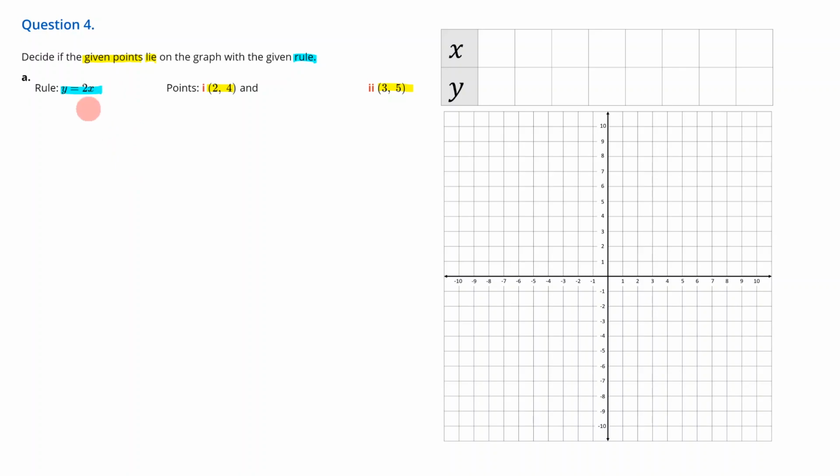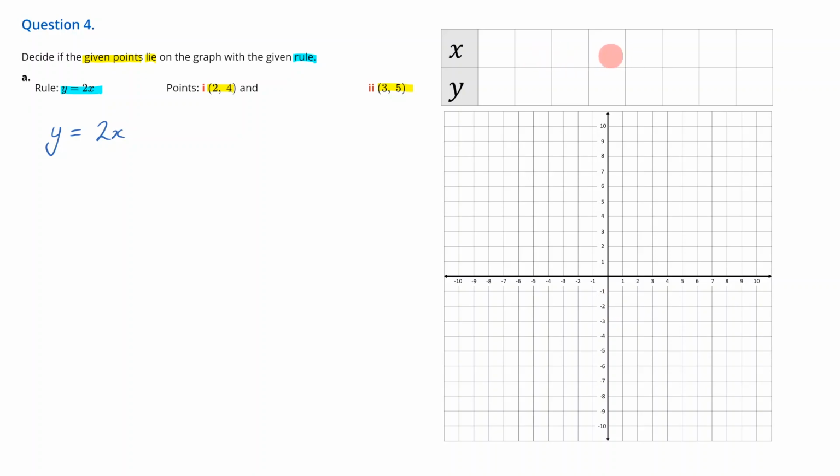Because we're going to conceptualize this, let's actually create a table of values for our given rule. Our given rule is y equals 2x. We're going to create a table of values for this, and that's going to help us plot it. So think, what does this mean? We want to be able to plot this. So we want to say, when x is equal to 1, what is my y going to be equal to? When x is equal to 0, what is my y going to be equal to? That's what we're going to try to find now.